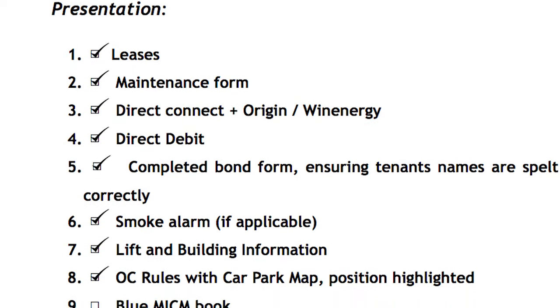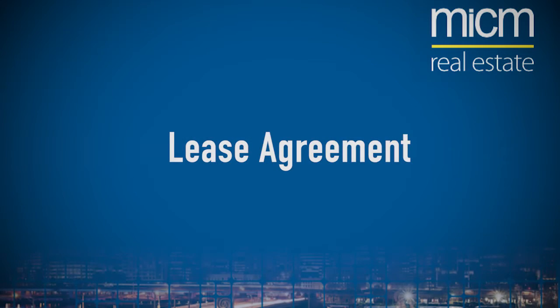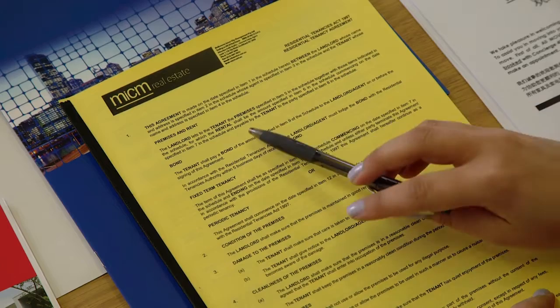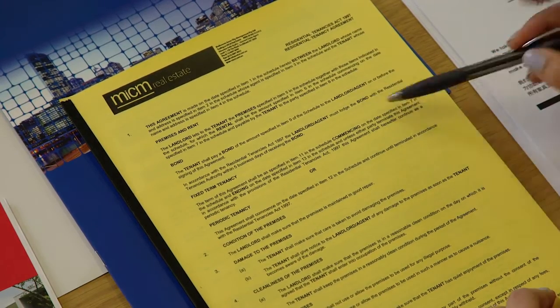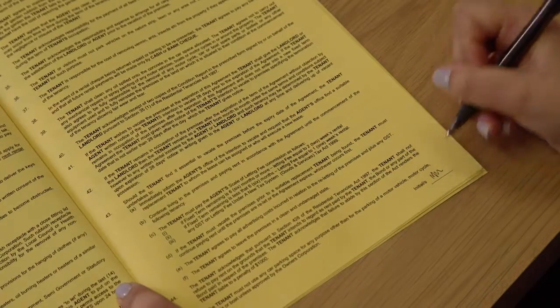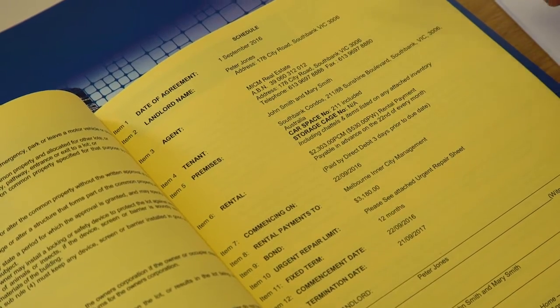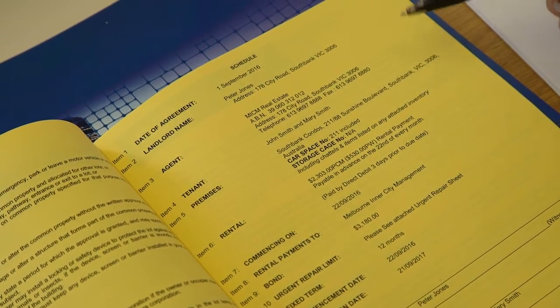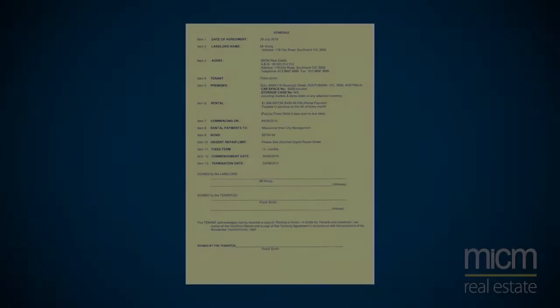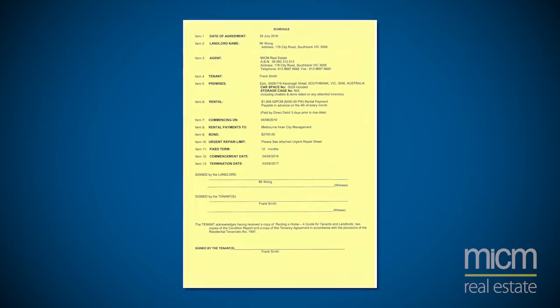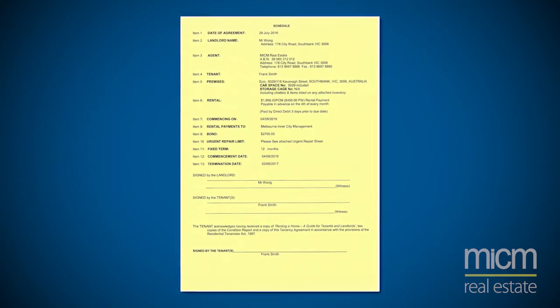Lease agreement. Please read the lease agreement carefully and make sure to initial each page at the bottom right-hand side of each page. The schedule page and special conditions at the very end need to be signed where indicated. The schedule page is important as it details everything that has been agreed to.